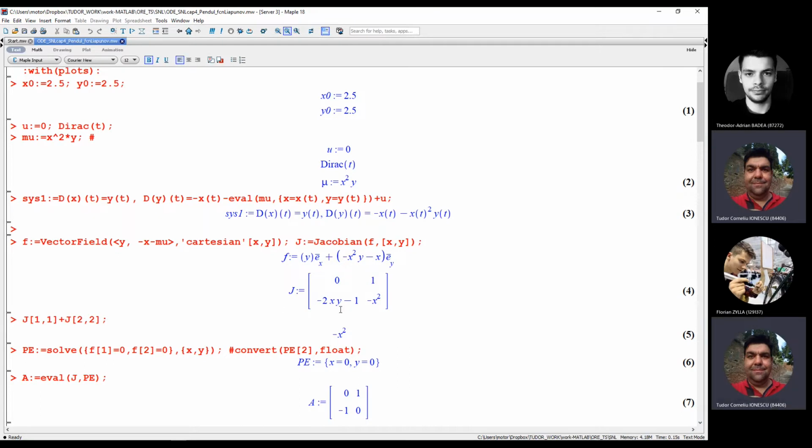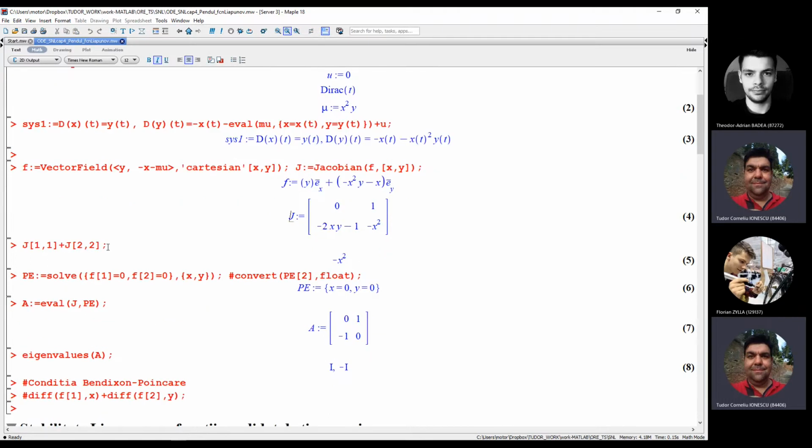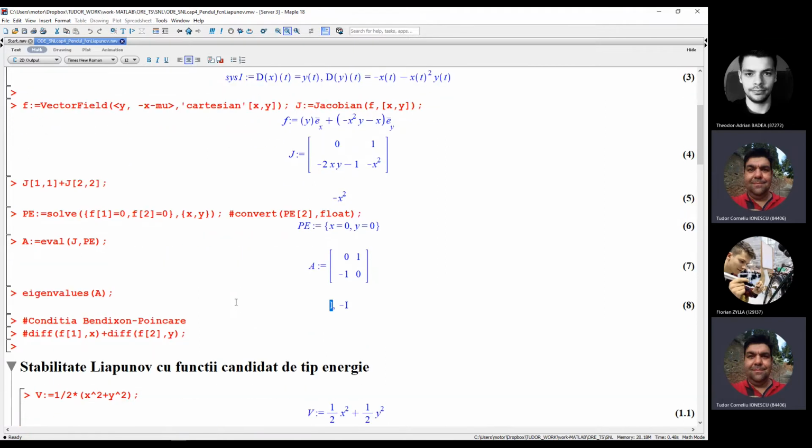And this is the Jacobian, and here we check the Bendixson condition for the limit cycles. Here you can very clearly see we have the origin as an equilibrium point, and the matrix A is a matrix whose eigenvalues are on the j omega axis. So the first approximation doesn't tell us anything.